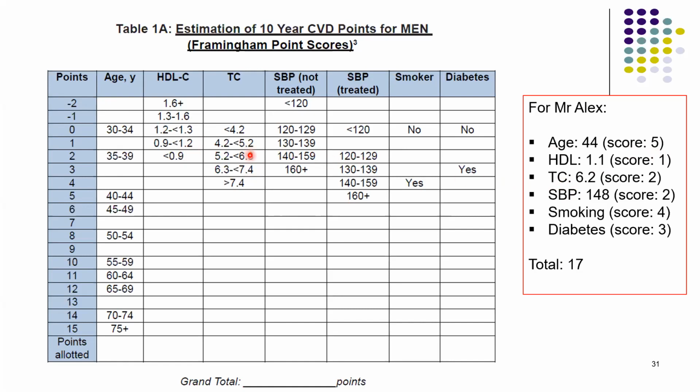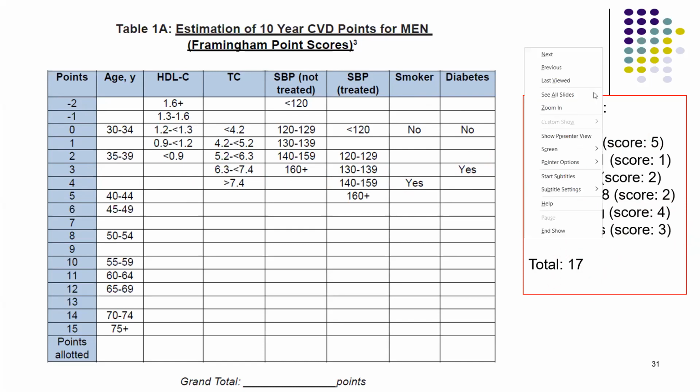6.2 is here, so that means 2. And SBP, the systolic blood pressure 148, is here, so it is 2. And smoking, the patient is still smoking, so smoking here is 4. Then diabetes, the patient has diabetes, so 3 is granted. So the total score is 17.